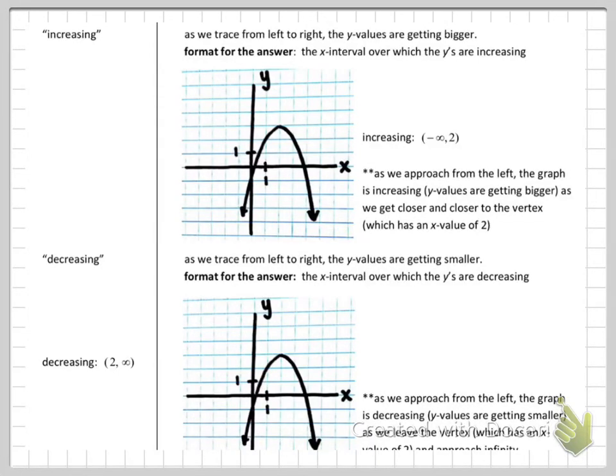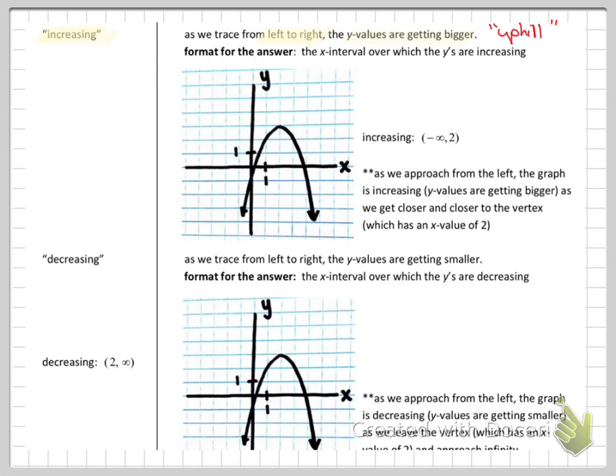Okay, section 1.3, graphs of functions. To start with, we're going to talk about increasing, decreasing, and constant. So a graph is considered to be increasing if, as we trace from left to right, the y values are getting bigger. The easy way to think about this is as you trace from left to right, that's the way we read, right? From left to right, the y values are getting bigger or it's going uphill.